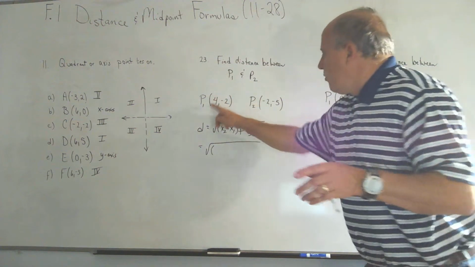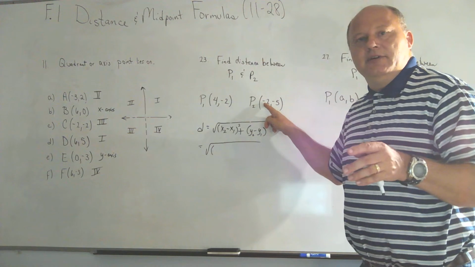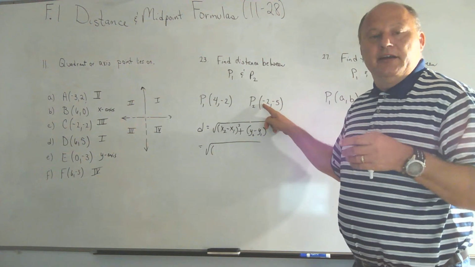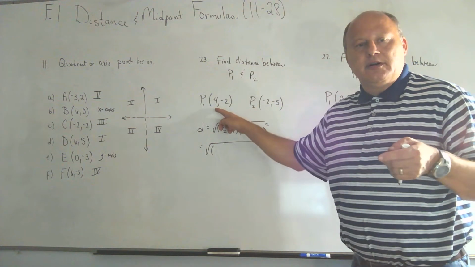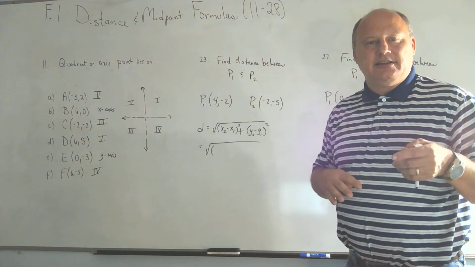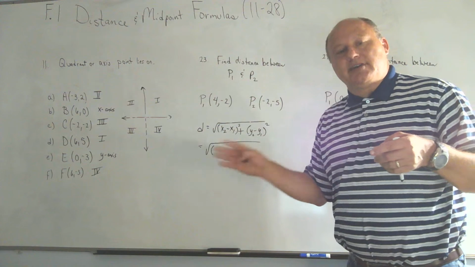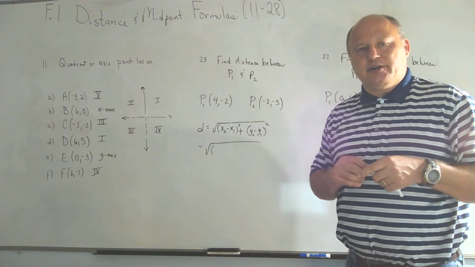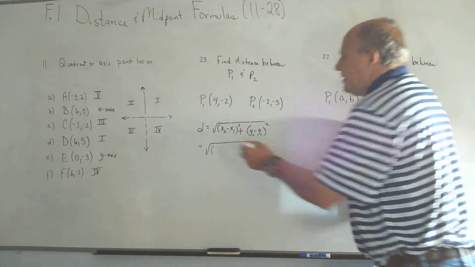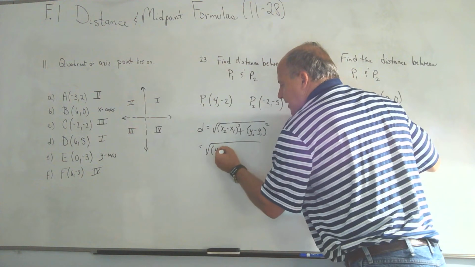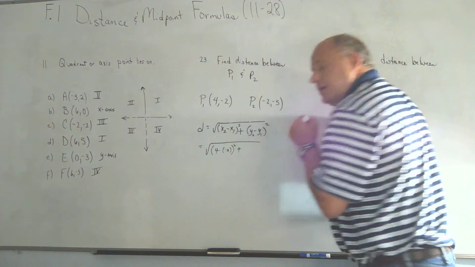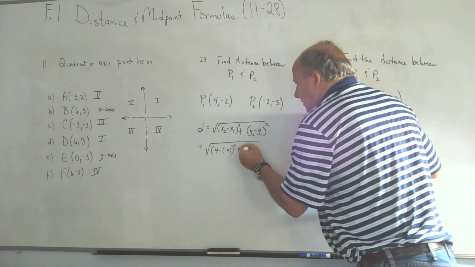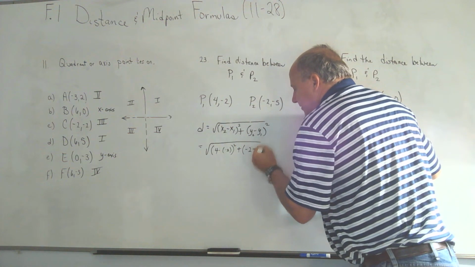You can go 4 take away negative 2, and that's going to be a 6, by the way. And then 6 squared is 36. But if you go negative 2 minus 4, well, that's negative 6, and negative 6 squared is also 36. So it doesn't really matter which way you go with it. And so it's going to be 4 take away negative 2 squared plus, remember it's plus, and then negative 2 take away negative 5 squared.